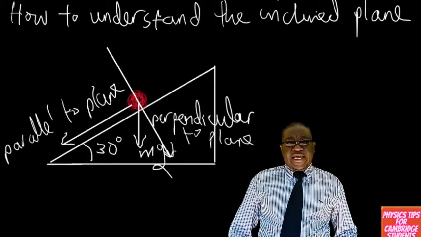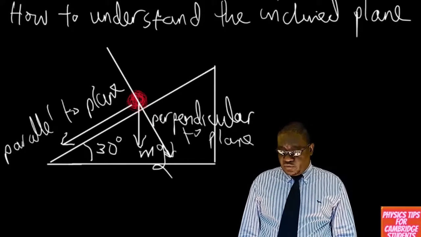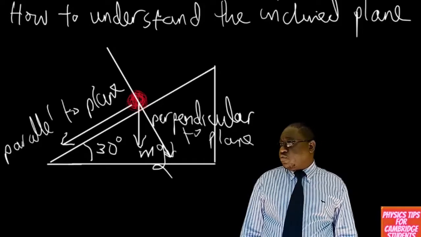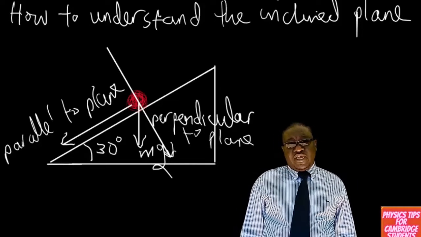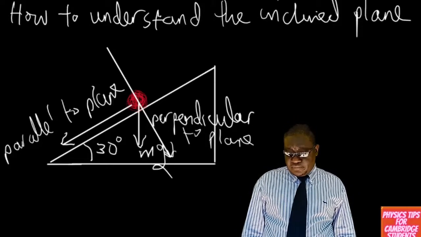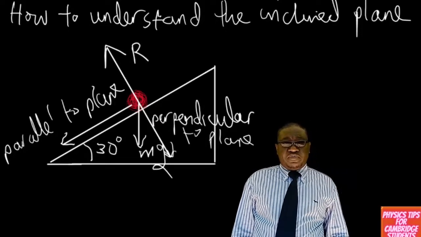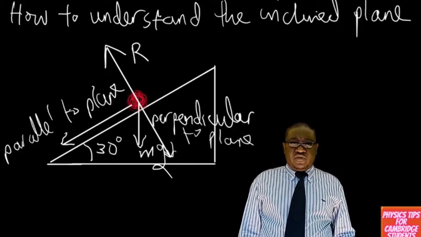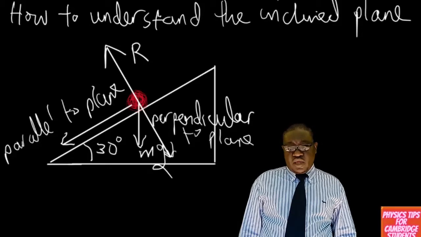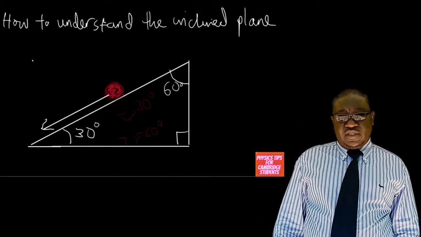Now, the inclined plane is at 30 degrees to the horizontal. So we want to find the components of the weight along and perpendicular to the plane in terms of this angle, 30 degrees. We also have the reaction force from the plane itself, which I'm going to label R. And then we are going to split these triangles so that you understand.